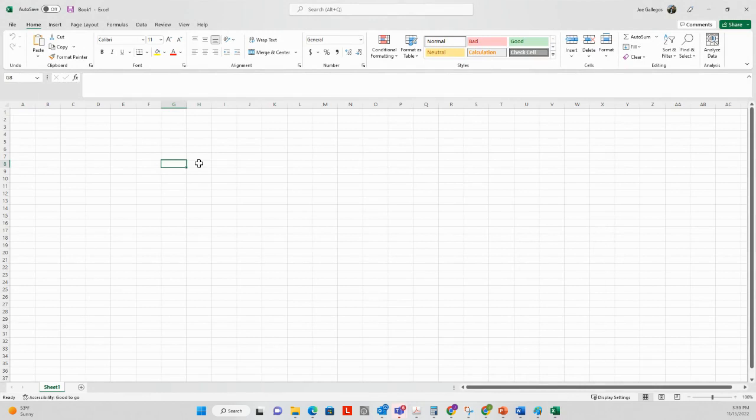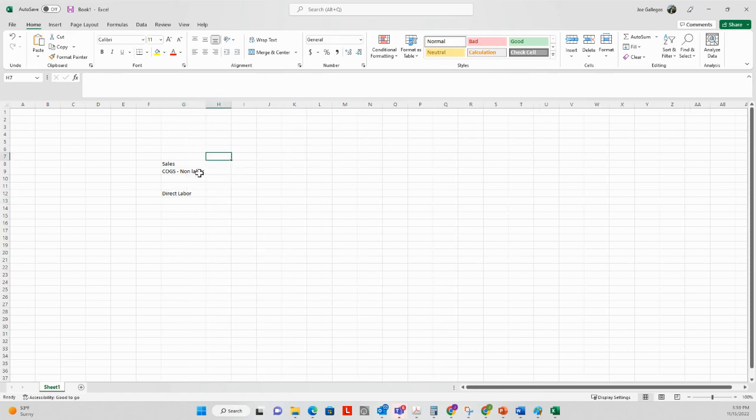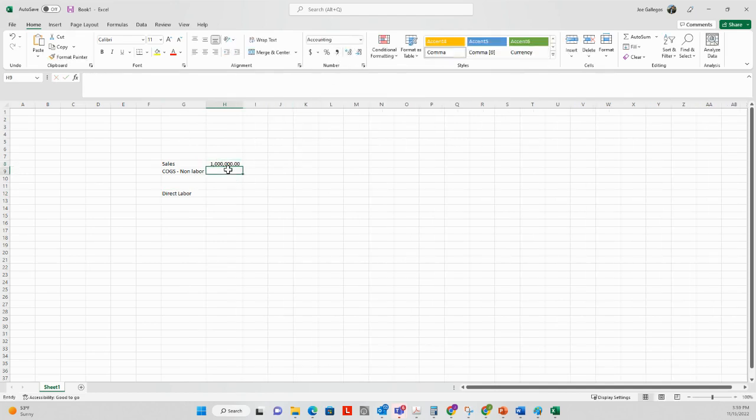Okay, so we have sales, we have cost of goods sold, non-labor, and then we have our direct labor. This is labor that is contributing to our sales. It's production labor. So let's use nice numbers, 1 million, and then cost of goods sold, non-labor, let's just say that was 450,000. We have a margin of 550.